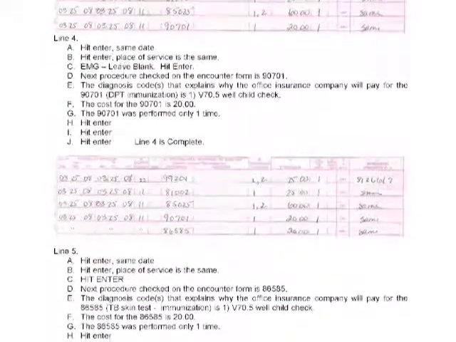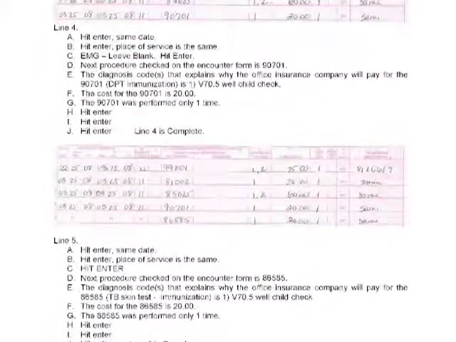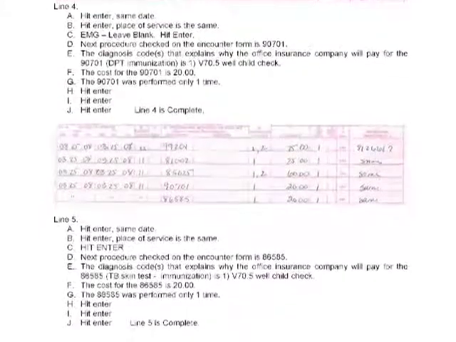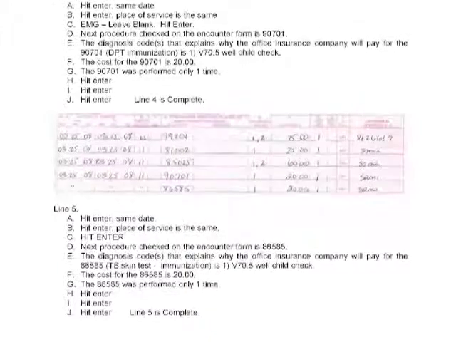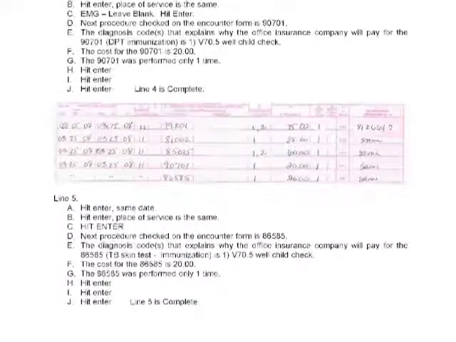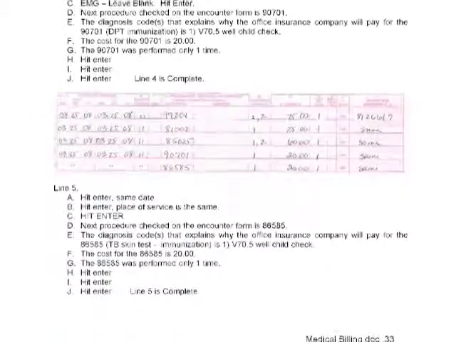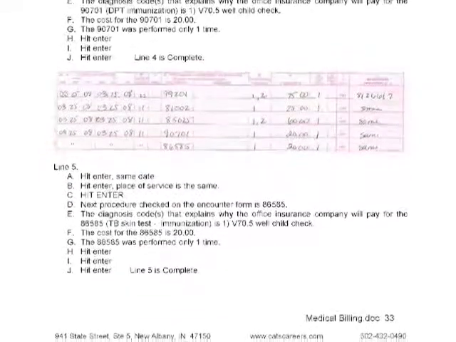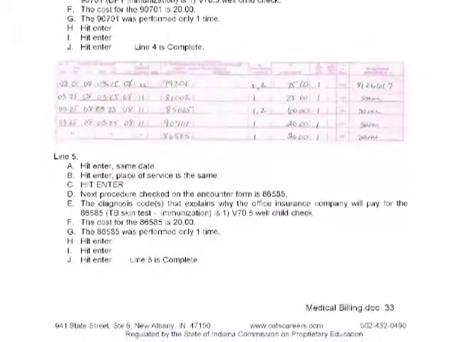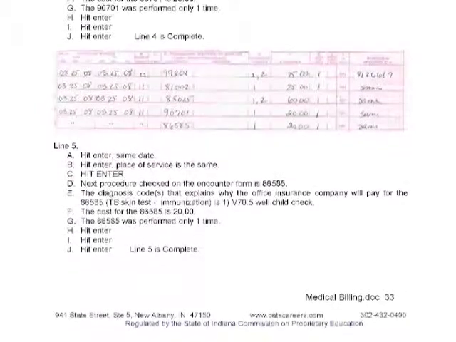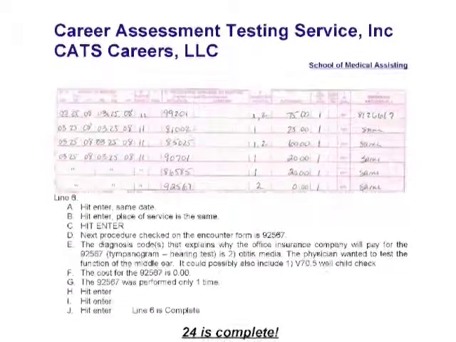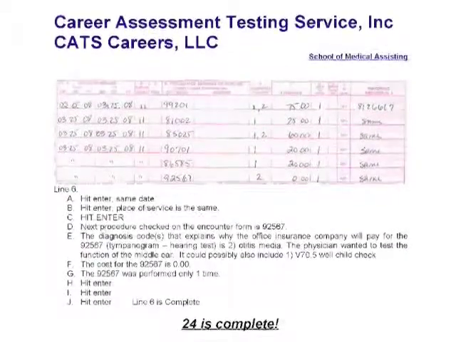The next line, line 5. Enter, enter, enter. Procedure code 86585. Why are they going to pay for 86585, which is the TB skin test? It's an immunization. So that's number 1, well child check, V70.5. Charge is $20. How many times? 1. Hit enter and enter till you get to the next line. We're on line 6 now. Dates are the same, but the service is the same, so you're going to hit enter, enter, enter.